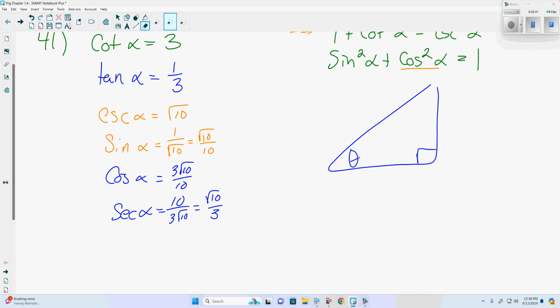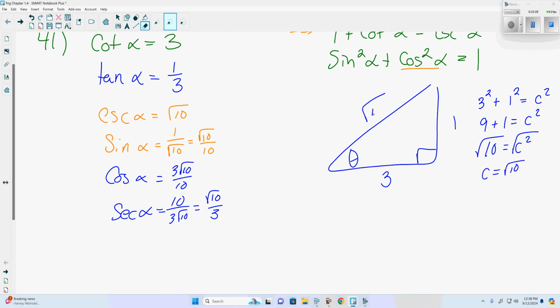Triangle: cotangent is adjacent over the opposite side. Since it's not given, it's understood to be 1. Pythagorean's theorem states that a squared plus b squared is equal to c squared. 3 squared is 9, 1 squared is 1. So c is equal to the square root of 10. So tangent would be opposite over adjacent, 1 over 3.